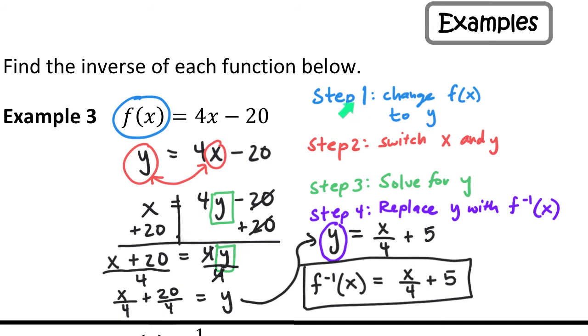So again, let's look at the steps, what we did. So we started off with, then we changed f of x to y. In step 2, in red, we switched x and y. So if I switch them, I get x equals 4y minus 20. Then step 3 says solve for y. So this is what I want to solve for. So I added 20, then I divided by 4. And then step 4 says replace y with f inverse notation.